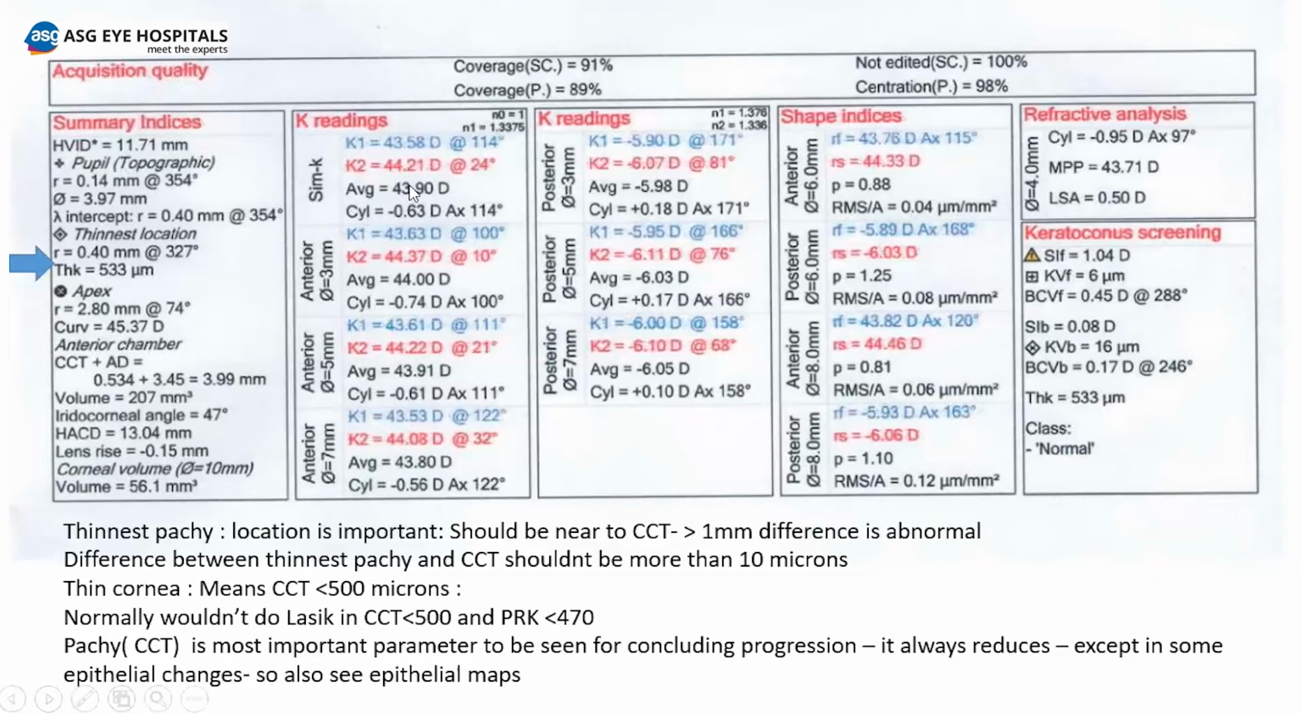Except that the indices that have to be seen are the Kmax, which is here, and the thinnest pachy, which is here, which have to be seen over various visits, and the simulated K, which is K1N. Many of the topographers have, while giving the printouts, an option of including the simulated K or not. So go and check if it is there in your printout, but sometimes it is not there. So we added it and now it's coming. This is what is important. For the rest of the factors, we do not know the cutoffs for sure. There's no study telling for sure that this is the cutoff. So we rely on the machine's output of whether it is normal or abnormal.